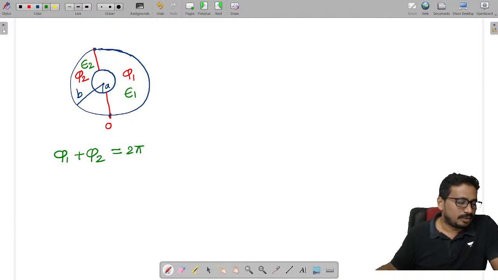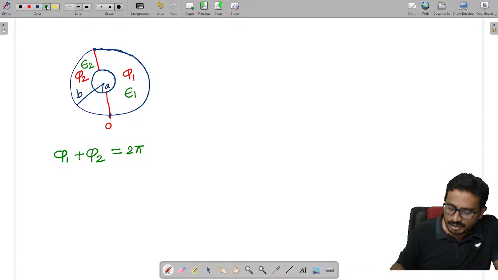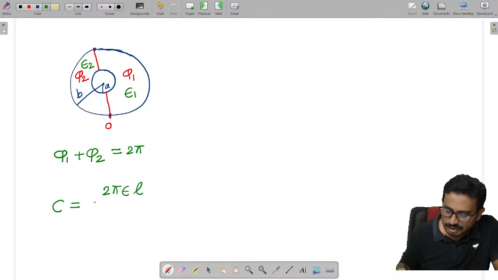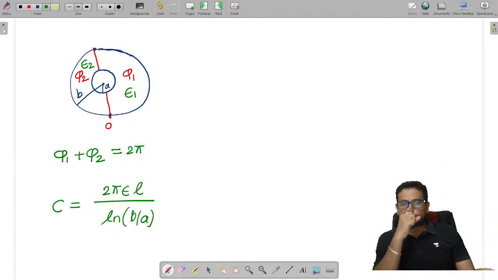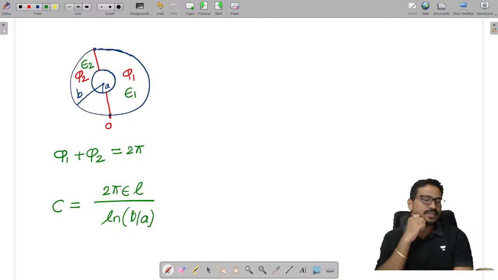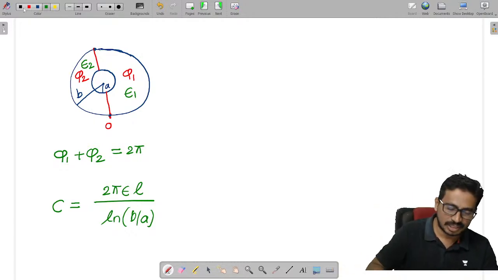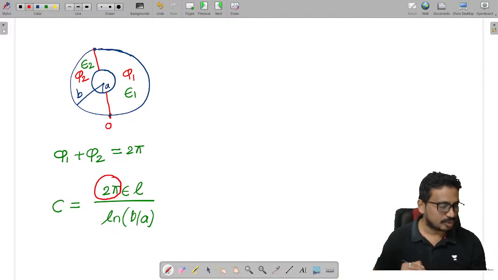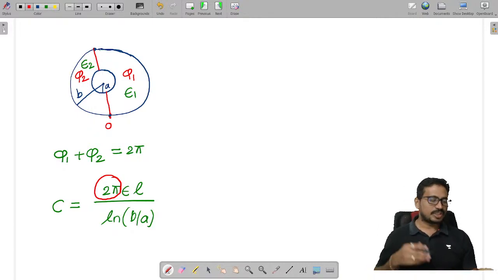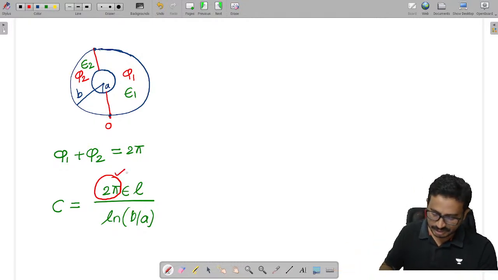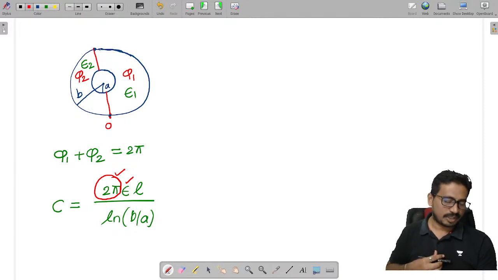Now if you looked carefully, I gave the formula C equals 2 pi epsilon L by ln of B by A. Tell me, what are the variable quantities here? What are the variable parameters? Length does not change, radius does not change, but something else changes. The phi limits are 0 to 2 pi, and that 2 pi came from there. Now this phi value changes, and epsilon also changes. So I combined both of them.